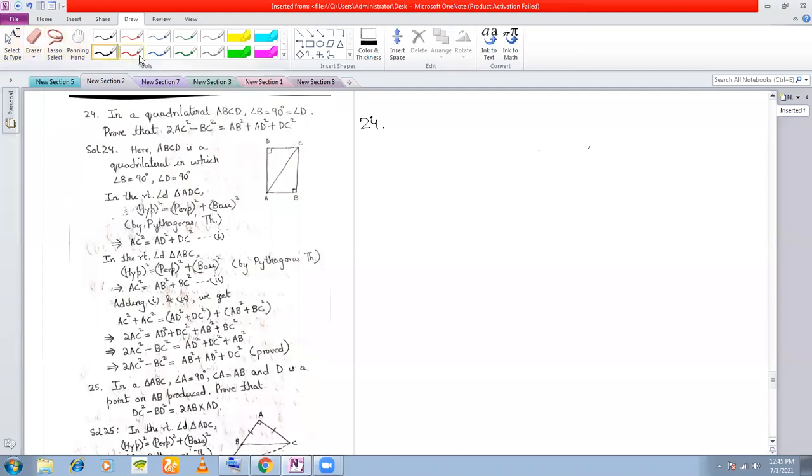Okay. So let's see. In a quadrilateral ABCD, ABCD is any quadrilateral in which angle B is equal to 90 degrees and angle D is also equal to 90 degrees. Let us draw the quadrilateral. So you have angle B. This is a quadrilateral I'm drawing.